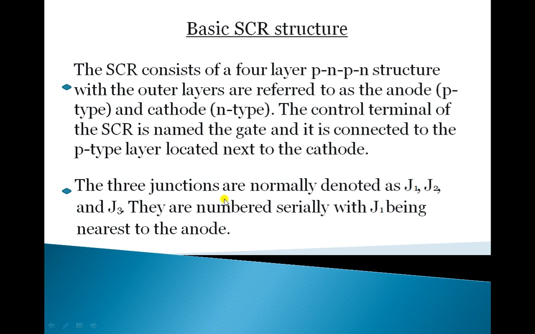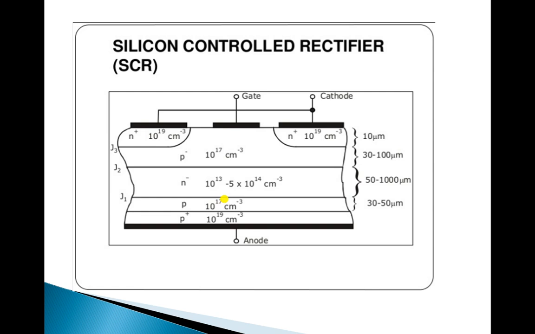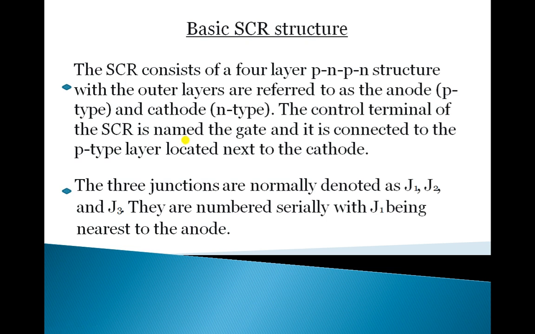Now let me discuss the basic structure of SCR. This is the constructional view of a silicon control rectifier. You can see different p-type and n-type layers arranged one above the other with different doping concentrations. The n plus is given 10 to the power 19 electrons per centimeter cube, that is per unit volume. So it consists of 4 p and n type layers, 2 terminals anode and cathode, one gate terminal, and it generally forms 3 junctions, J1, J2, J3, numbered serially with J1 being the nearest to the anode.